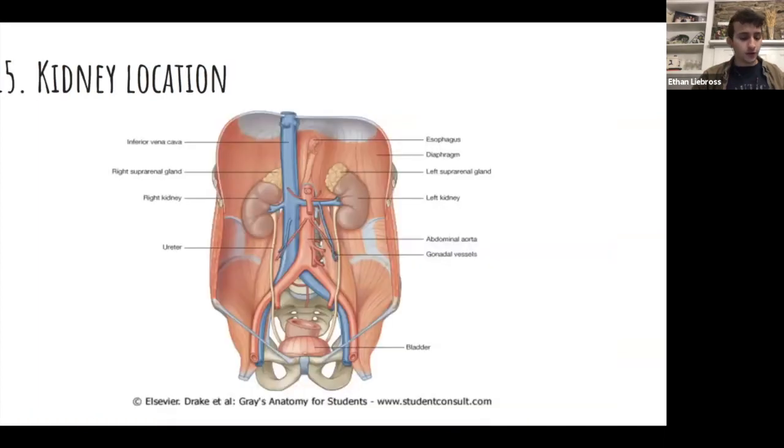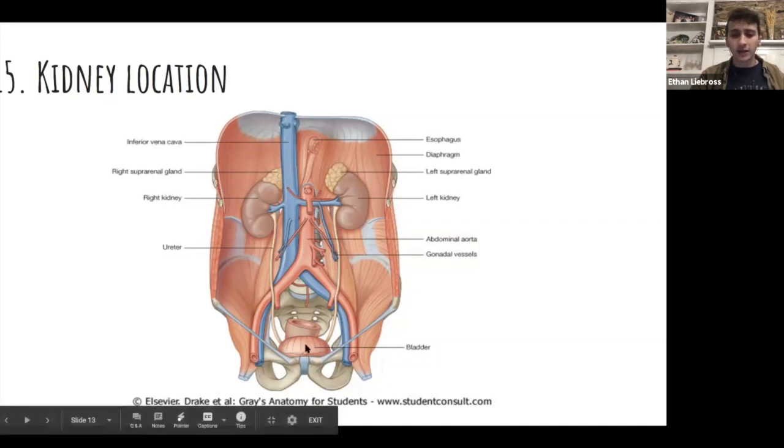So number 15, excuse me. Let's try to get oriented here. So first we see the 2 kidneys. On the right side of the screen is the left kidney, and on the left side of the screen is the right kidney. Leading to those kidneys, we see the inferior vena cava, and we see the abdominal aorta. So that just helps us position ourselves. We also have the bladder down here.